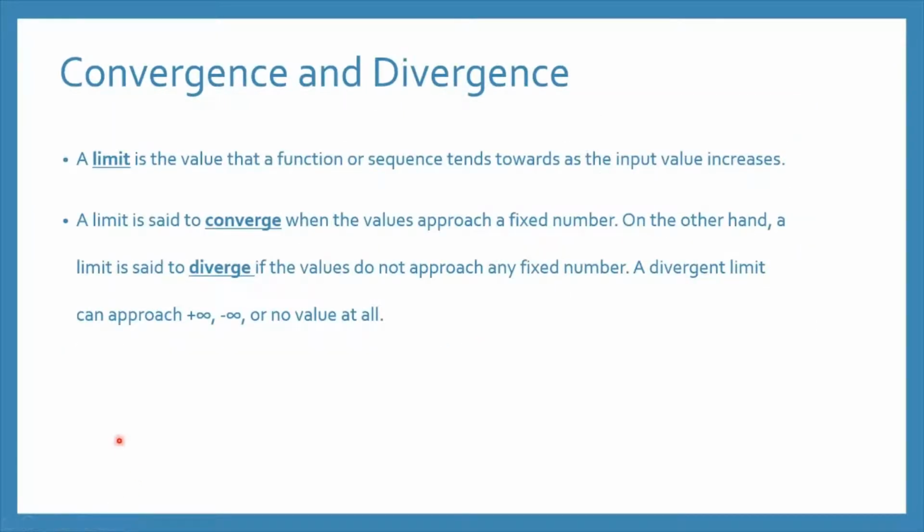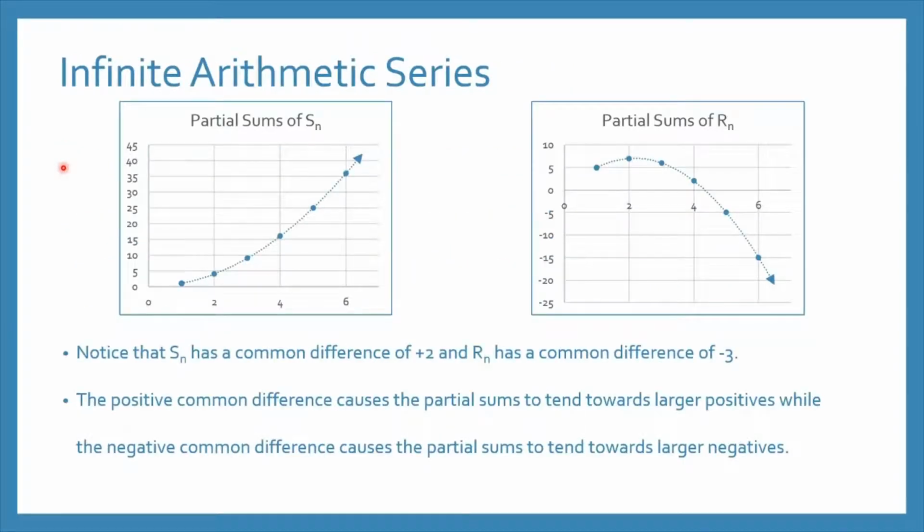So to talk about what we were trying to say was tending towards, that we talked about in the last slide, we get to the idea of a limit, where a limit is the value that a function or sequence tends towards as the input value increases. If we go back one slide, that is saying: what type of value is this sum tending towards as the input gets higher and higher?